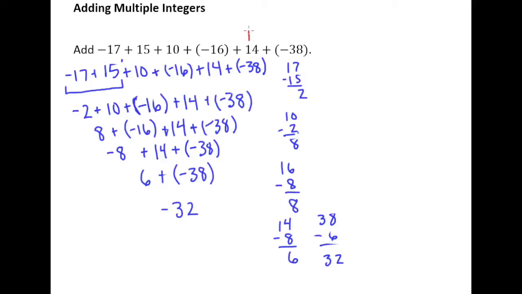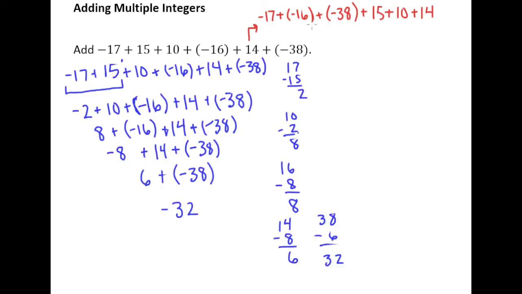So what I'm going to do for this other strategy, which we'll put in red, is I'm going to rewrite this problem where I'm just going to reorder things, which I know I can do with addition, so that all the negatives are together and all the positives are together. So there's my negatives, and there's my positives. The commutative property of addition is allowing me to do this. I can add in any order I want.